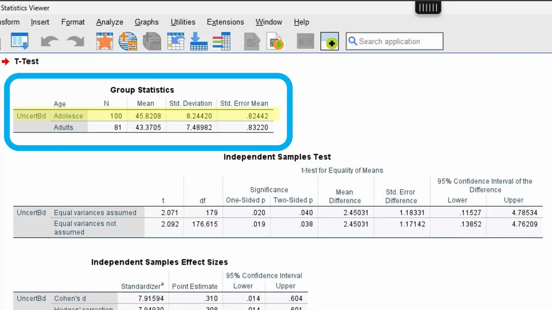And then you can also see there where Lee et al. got their standard deviation and their standard error of the mean for that particular sample. So if you need to report those, SPSS will calculate those as well. And then we have the same information for the adults. We gave SPSS 81 subjects. It found 81 subjects. The mean is correct. Standard deviation is correct. And it also calculates that standard error of the mean.